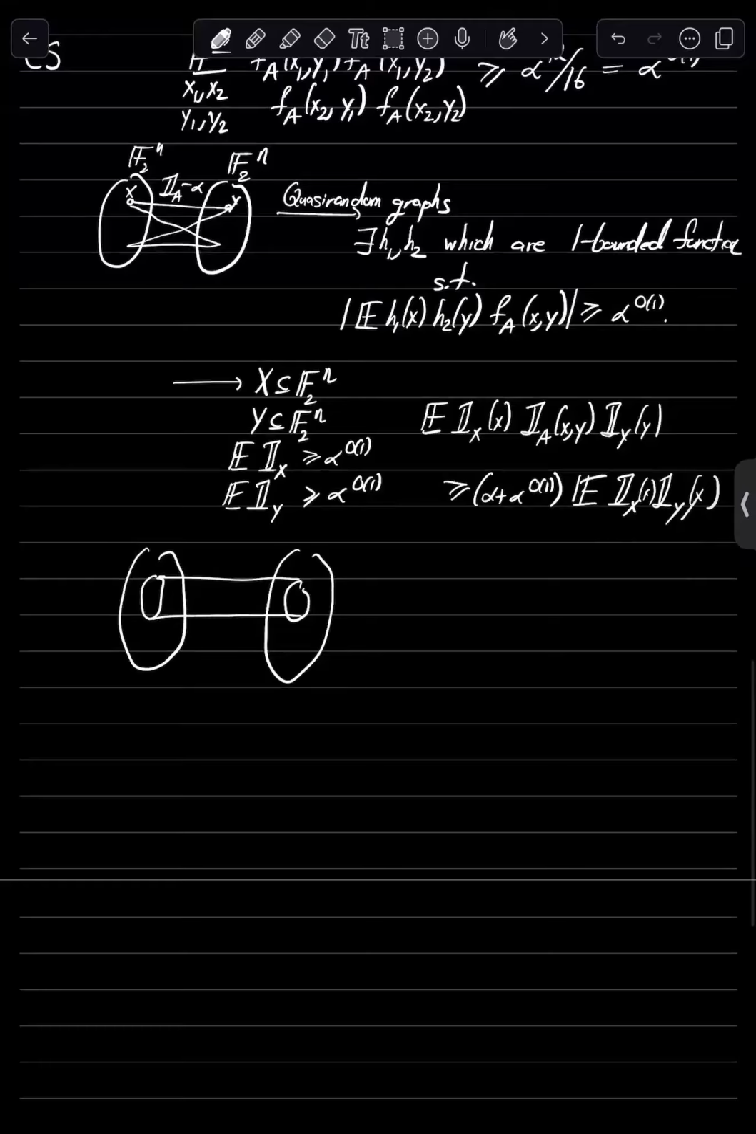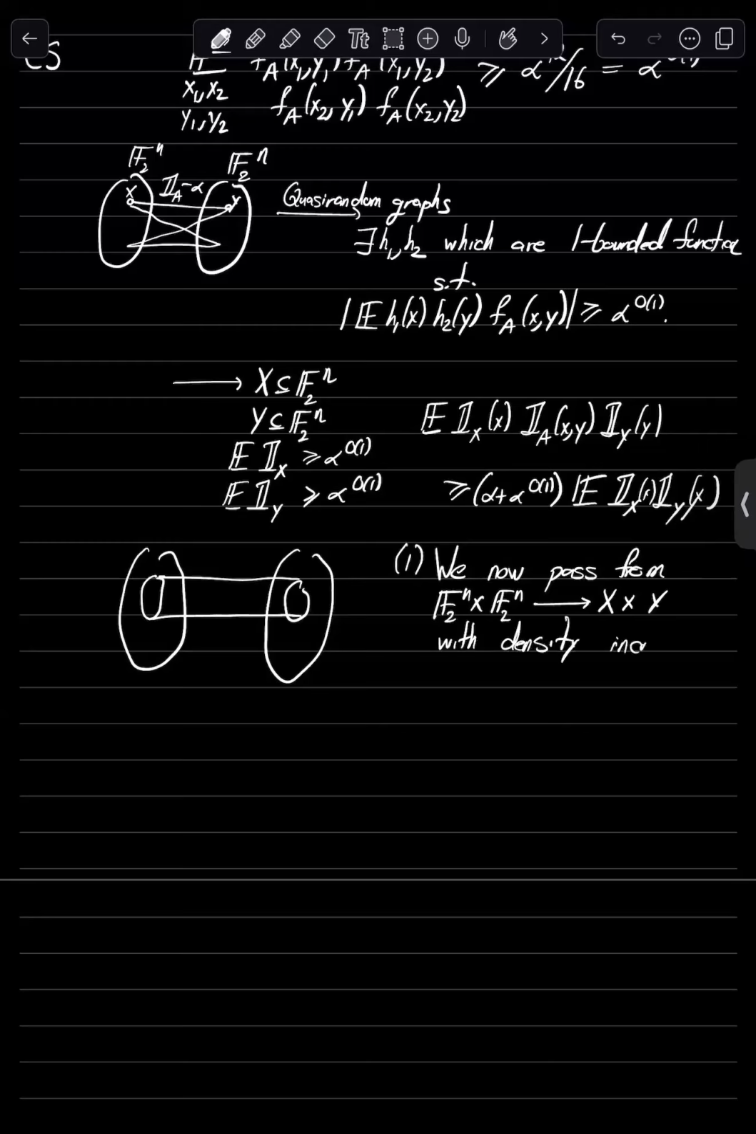So this suggests using what's called the density increment strategy. We now pass from F2 to the n cross F2 to the n to X times Y, with density increasing from alpha to alpha plus alpha to the O(1). So that's the first thing.